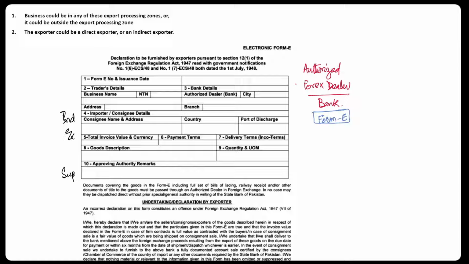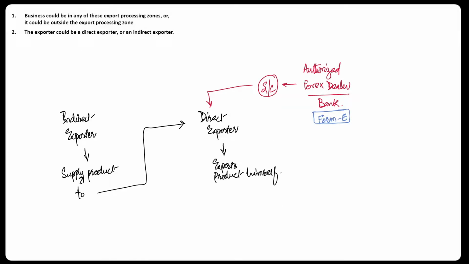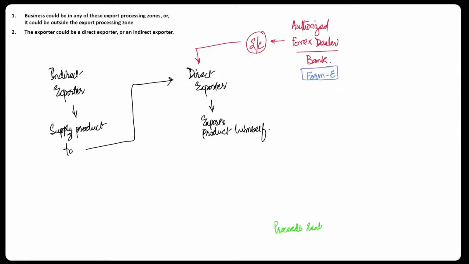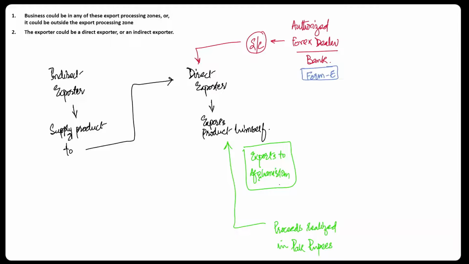There is another type of export against which proceeds are not received in foreign currency. There is a special arrangement for export of goods to Afghanistan, whereby goods are exported without Form E, and export proceeds are directly received by the exporters in local currency. Which means that the authorized dealer in foreign exchange will not be involved in such export to Afghanistan.